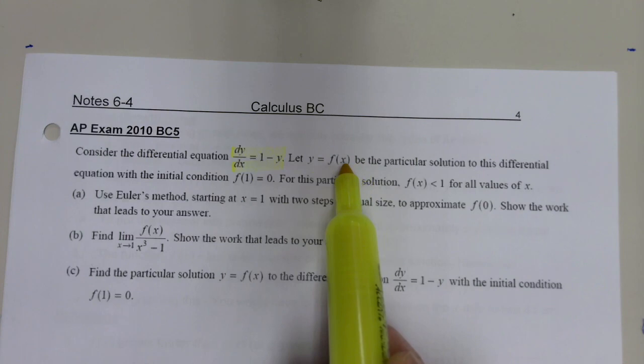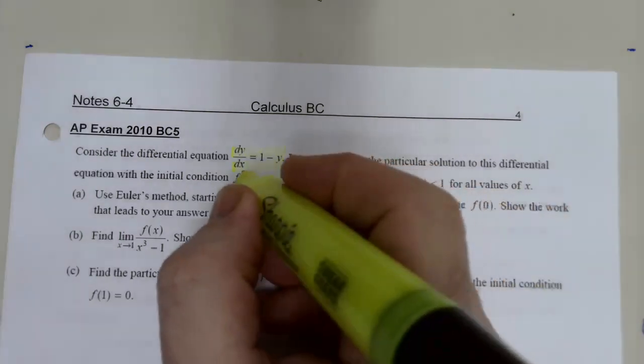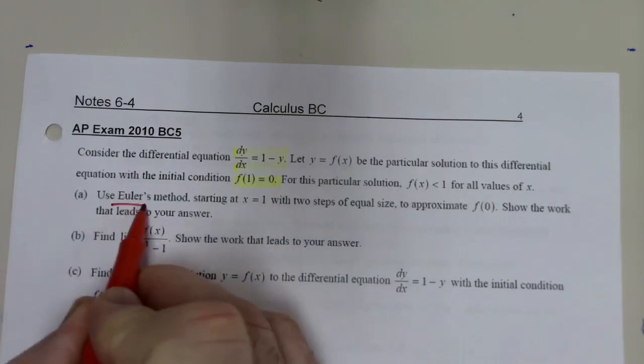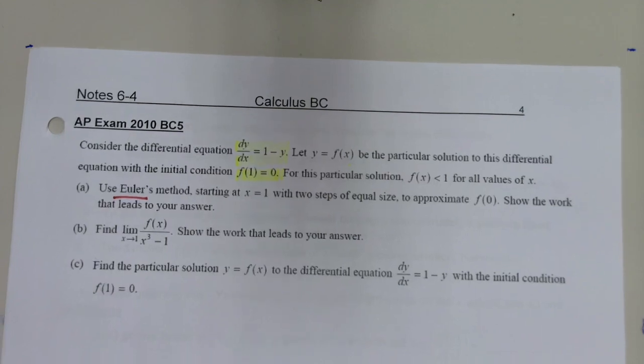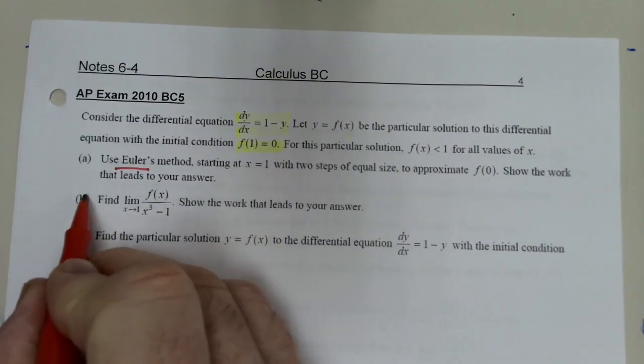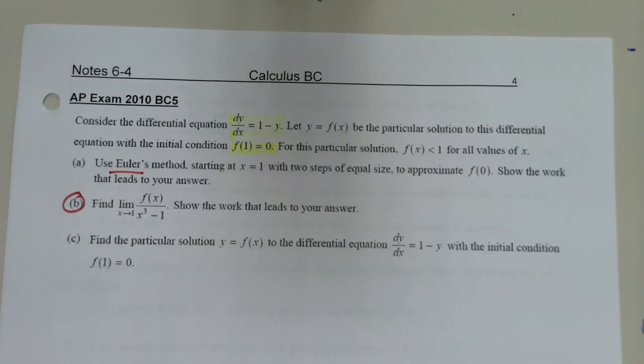is defined as just some function f of x, and we know from the initial conditions, or they give us an initial condition of f of 1 is 0. So let's go ahead and take a look at this one. The first one says, hey, let's use Euler's method to solve this. We're going to skip that and jump to the one that applies to this unit, and that's part B.